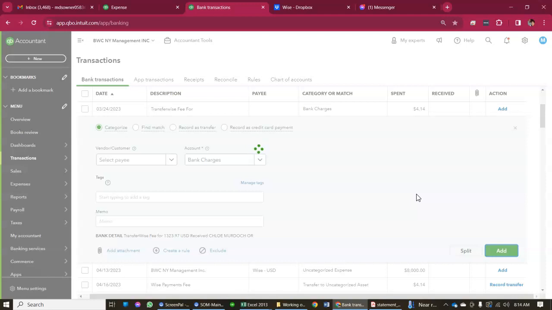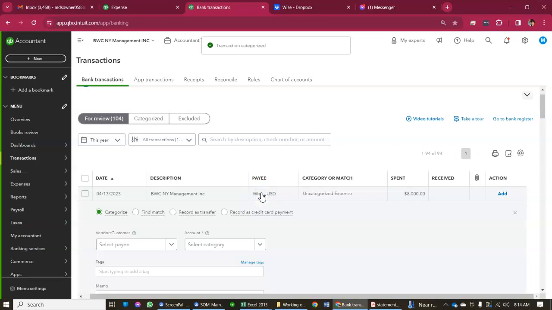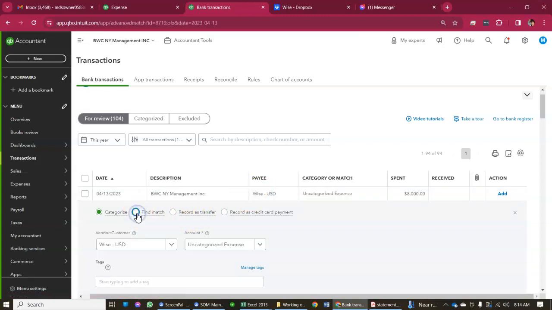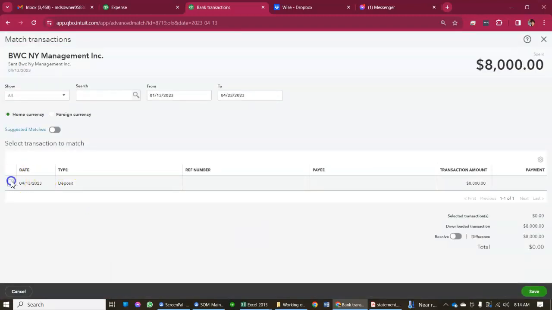This one is, if you see like 8,000, this is a transfer from the payroll, like from the 6748. So you should find a match for this one for April. Okay, like this. Okay, so that's it. So we're done with that. Save. Okay.